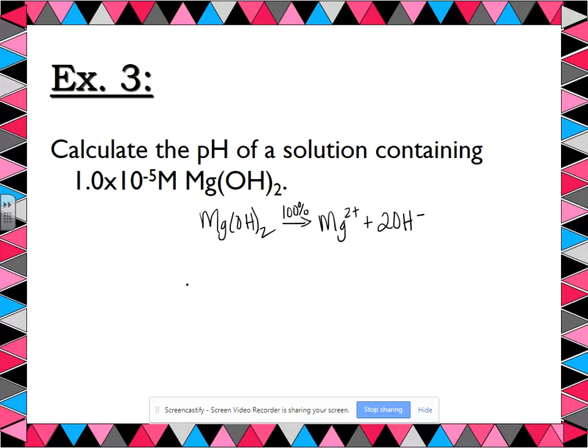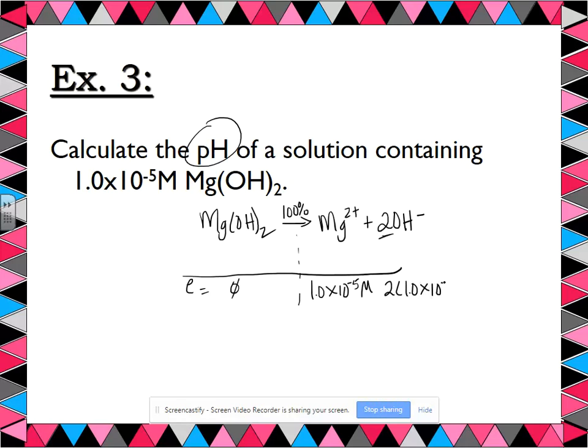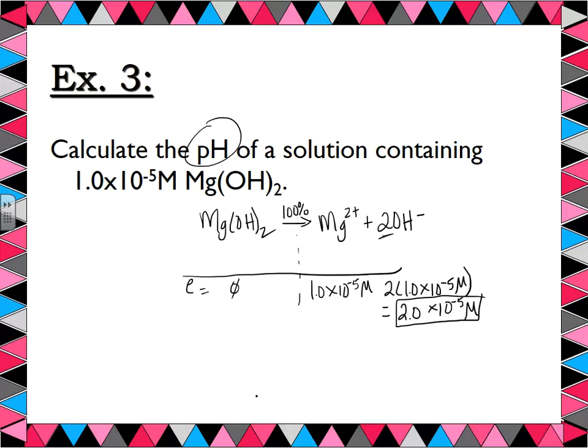At equilibrium, when we iced our problem, we had none of the original base molecule left. We had 1.0 times 10 to the negative 5 molar of the magnesium ion. But since we're looking for the pH, we need either the H or the POH to get to that. Here's where I said we had 2 times the 1.0 times 10 to the negative 5 molar. So the hydroxide ion concentration is actually 2.0 times 10 to the negative 5 molar. So here is the concentration that we need.